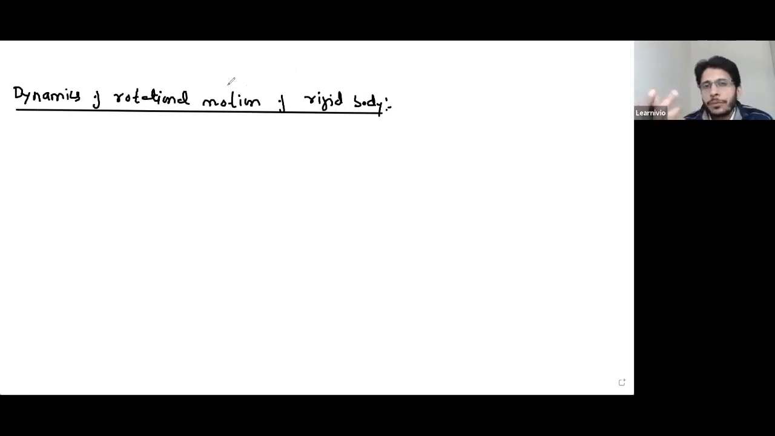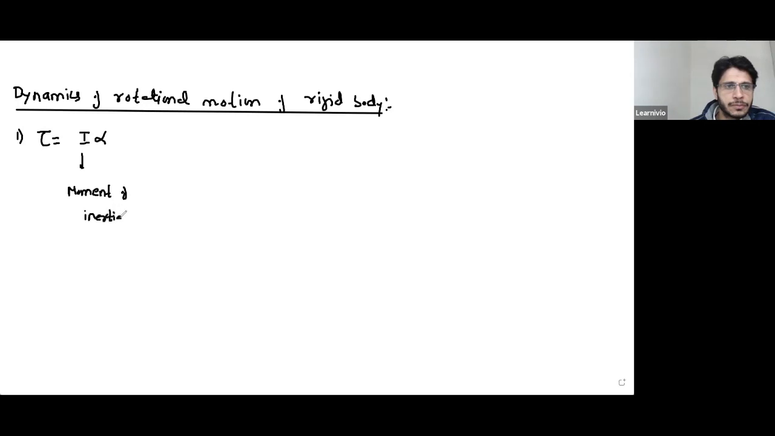The first quantity is torque. For a rigid body, you can write the expression of torque as tau equals I alpha. We know one more expression of torque, that is r cross F, but instead of r cross F, we will use I alpha, where I is moment of inertia, alpha is angular acceleration.